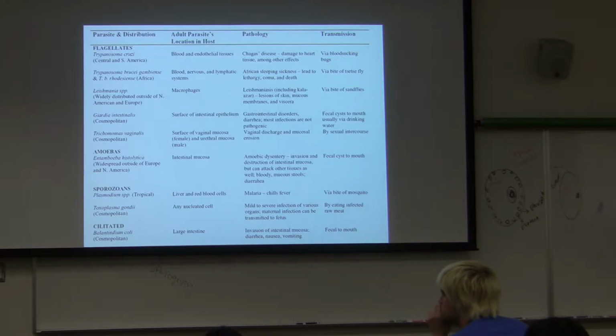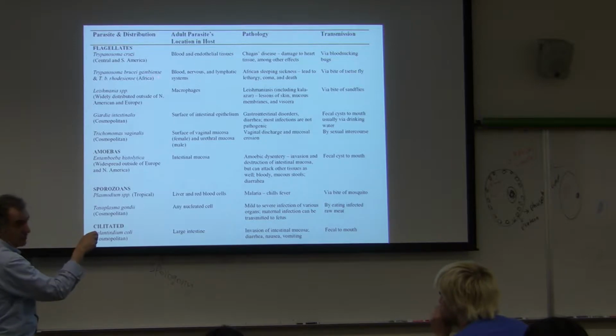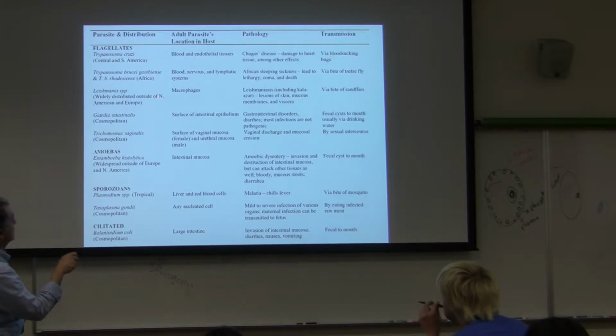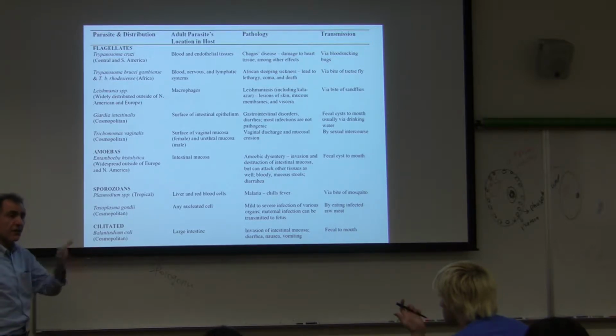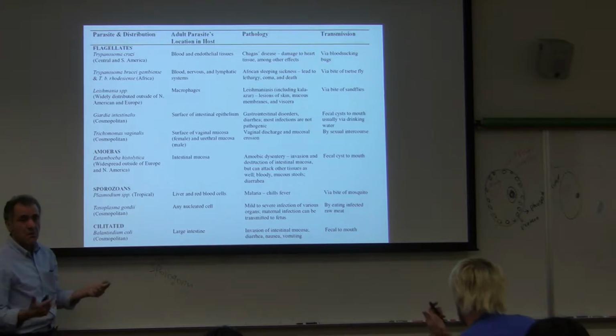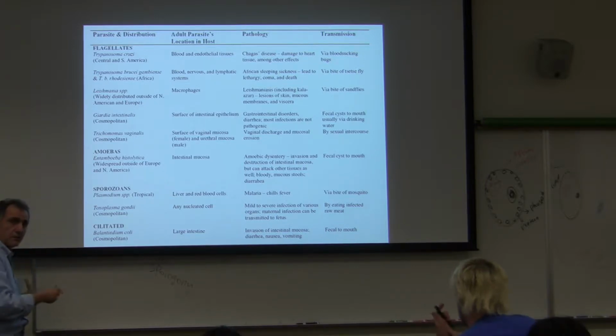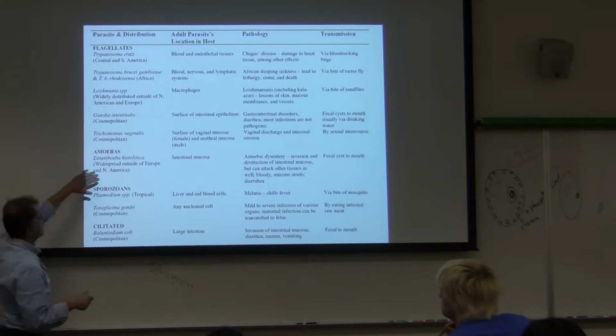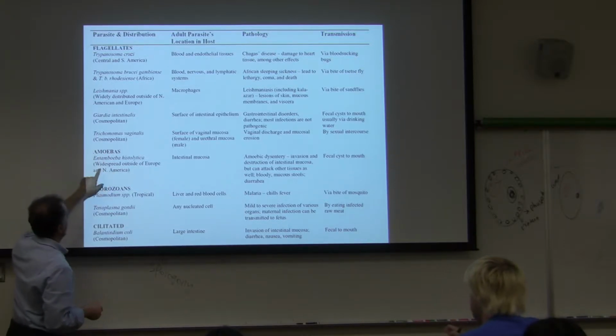So, right here, gambiense and rhodensiense in humans in Africa. Okay, Leishmania widely distributed outside of North America and Europe. Yes, as I said, Leishmania is found in Africa and Asia. You won't find it in the Western Hemisphere as much. Giardia, cosmopolitan. Trichomonas vaginalis, cosmopolitan. The amoeba ones, of course, they're saying amoeba.